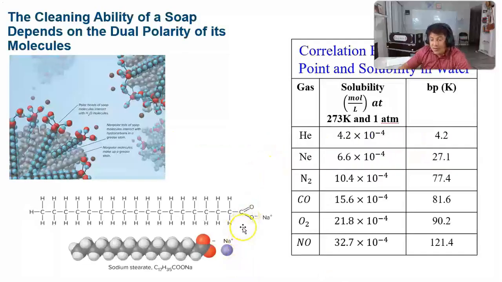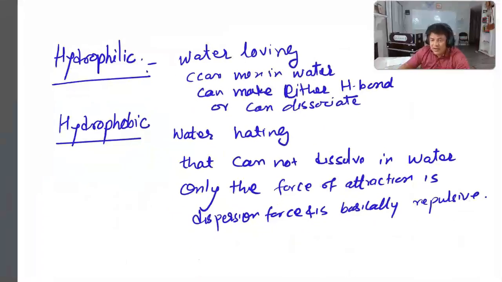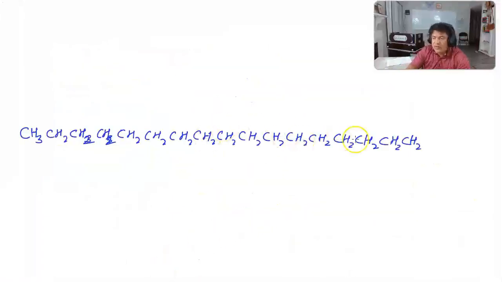And look at this, COONa. That's why it has an ionic portion also. That's C double bond O and Na counter ions also here. See, this is the soap. Or if you write that, COO- Na+, right?